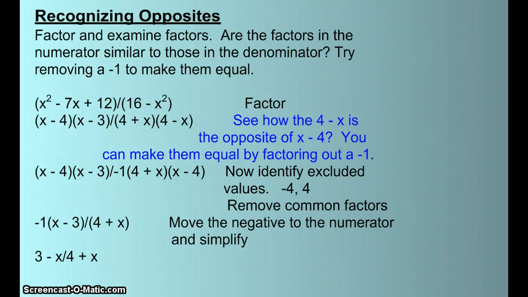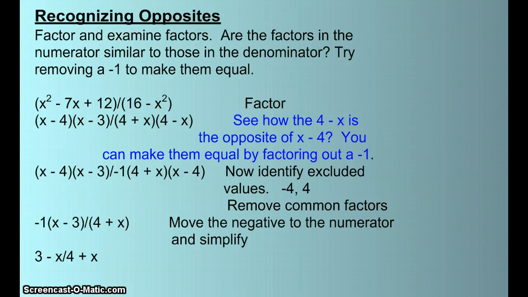So take a look at this. It's x squared minus 7x plus 12 divided by 16 minus x squared. When I factor it, the numerator becomes x minus 4 times x minus 3, and the denominator 4 plus x times 4 minus x. Right now, there aren't any common factors in the numerator and denominator, but that's what you want. If you look at it, though, you can see that 4 minus x is the opposite of x minus 4. So we can make them equal by just factoring out a negative 1.